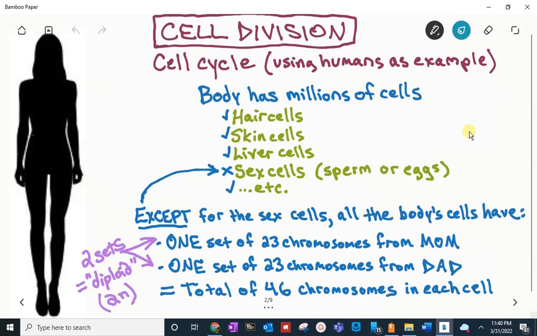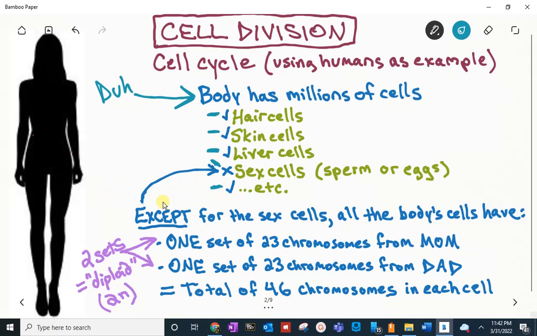So in cell division, the cell cycle, I'm using humans as an example because I feel like we can all relate to us a lot better than we could relate to some bug or some bacteria. The best way to understand this is to start out with the basic information that your body has millions of cells. So, duh, right? You can have hair cells, skin cells, liver cells, sex cells. If you're a male, you have sperm cells, and if you're a female, you might have egg cells. And then I just put et cetera because it goes on and on. Skin cells, liver cells, heart cells, lung cells, and so on.